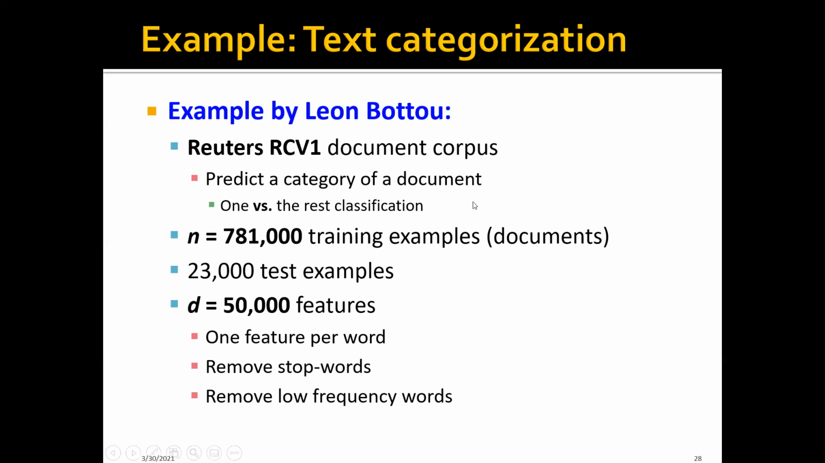So in this data set, we have about 781,000 training examples or documents, and we have 23,000 test examples. And for each data point, we have as many as 50,000 features. So this is a lot of features for each data point. And basically, it's one feature per word. And we already removed the stop words, and we removed all the low frequency words.